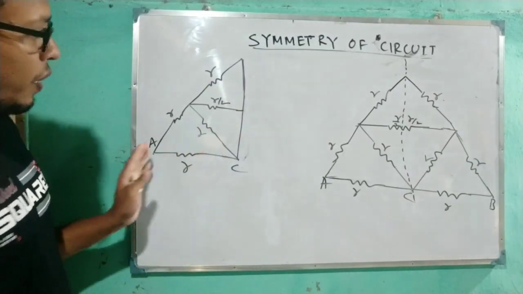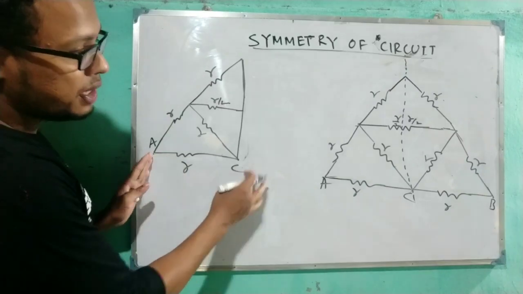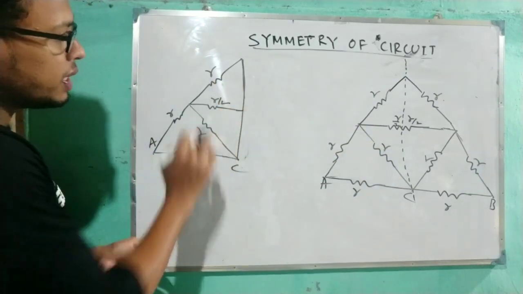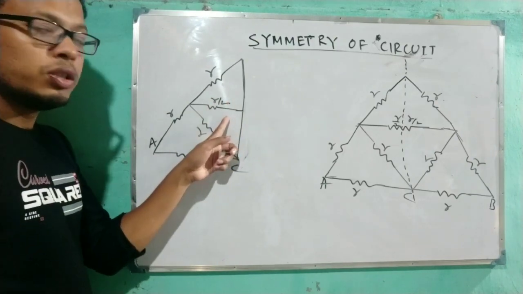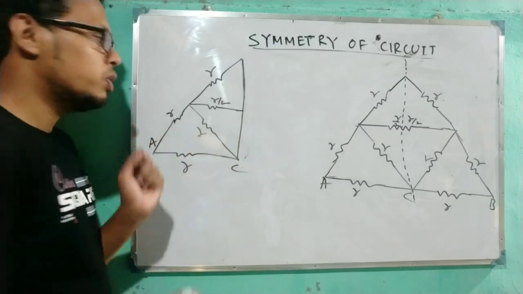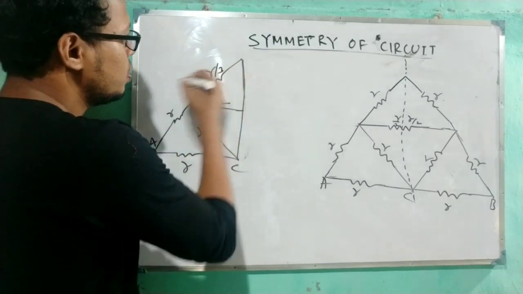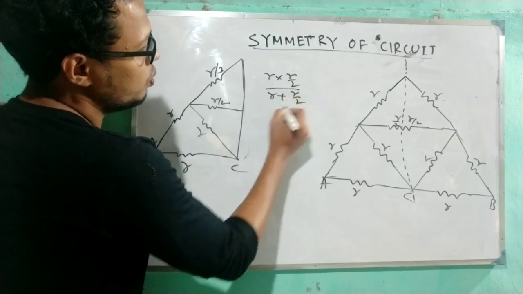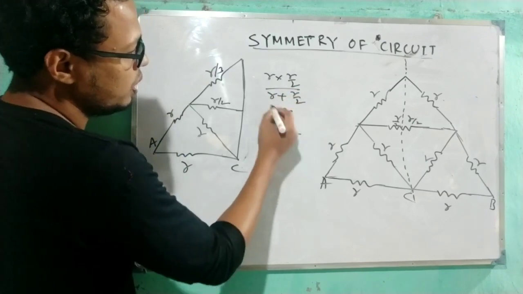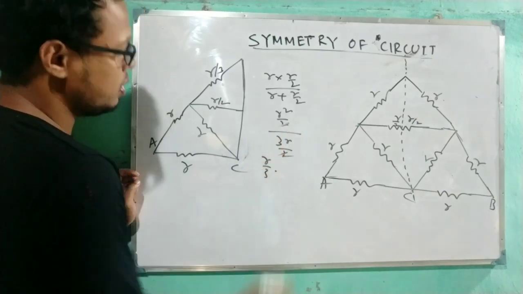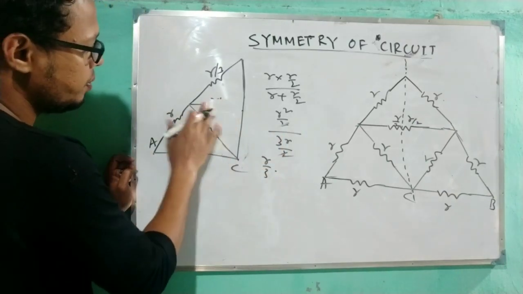Now see, we will find the equivalent resistance between A and C, then multiply by 2. Look, this R and R by 2 are connected in parallel, so this will be R into R by 2 by R plus R by 2, which will come R by 3. See, R into R by 2 divided by R plus R by 2 will come R square by 2 over 3R by 2. The 2 cancels, so R by 3. Okay, so R by 3.